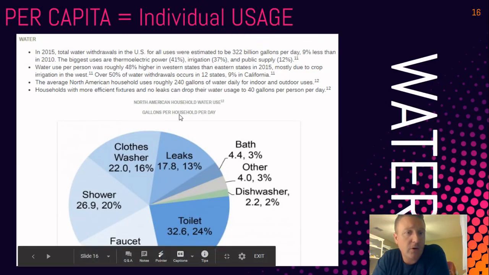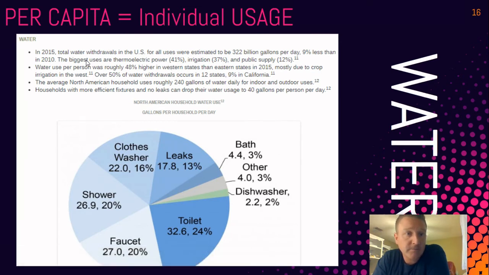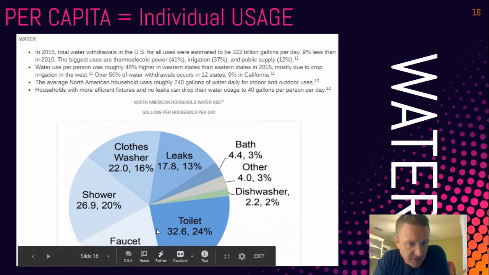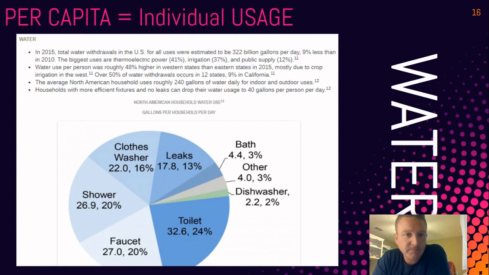We've already talked about water, but this is a circle graph showing parts of a whole, and the daily per capita use for us here in America. Withdrawals in the U.S. for all uses were estimated to be 322 billion gallons per day, 9% less in 2010. So there's the biggest usage. Look what the biggest usage is. Oh man, look at that. Toilets. Flushing your toilets. We won't talk anymore about that.